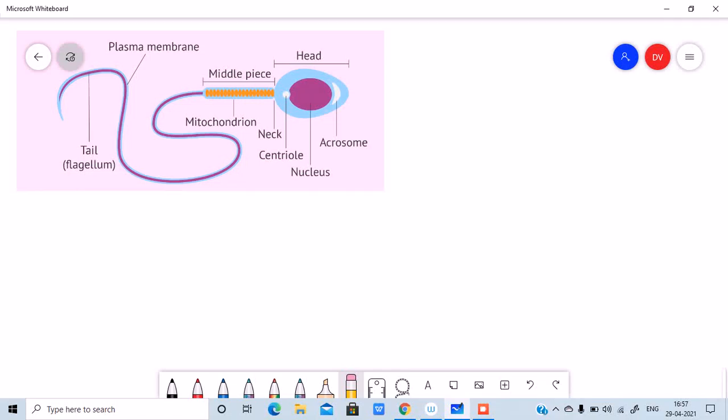Hi dear children, so today we are going to see about the structure of the sperm. Alright, it's going to be very interesting. So we are going to see about the structure of the sperm.